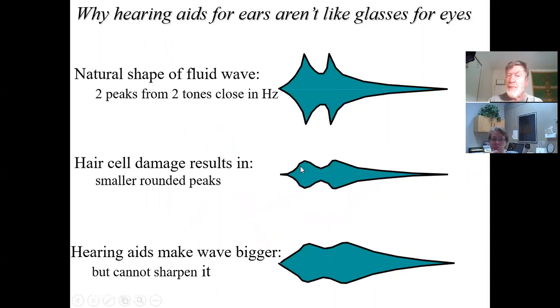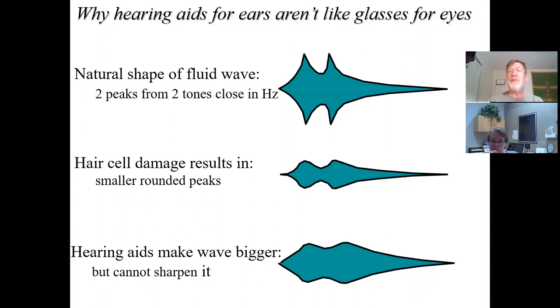With hair cell damage, you're looking at the middle panel. First, the peaks are smaller, and second, the sharpness is gone. So with hearing aids, you are able to restore one of those functions. You can make the waves bigger again, but the sharpness is gone. And that is why hearing aids for ears aren't like glasses for eyes.